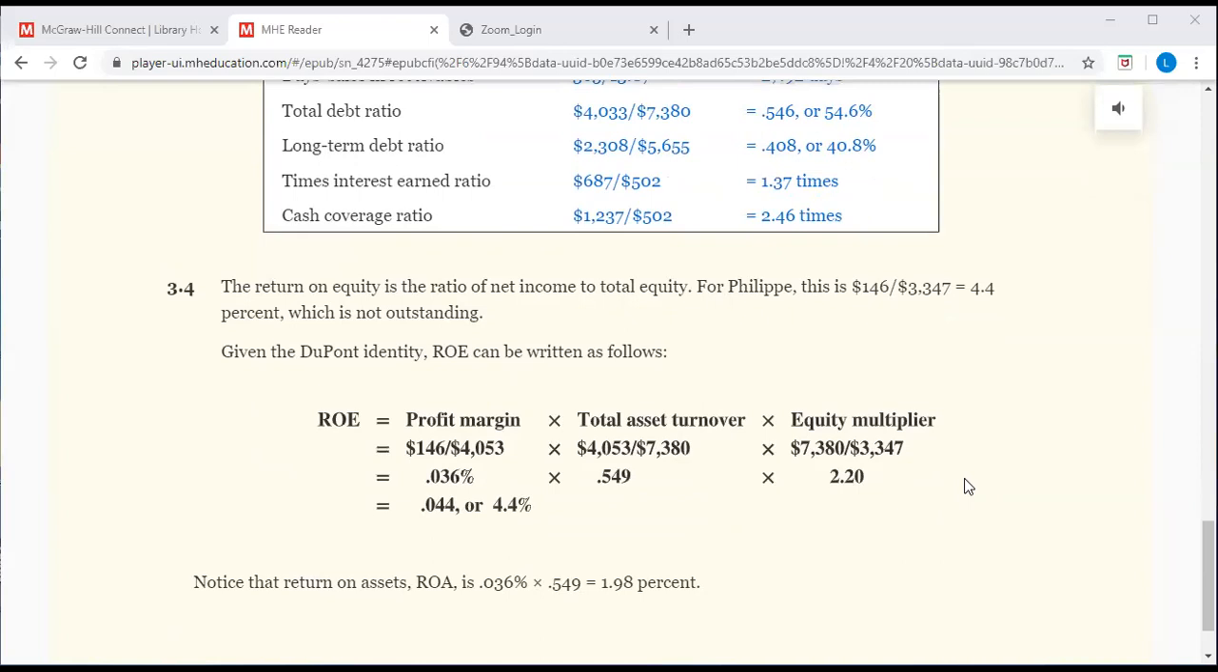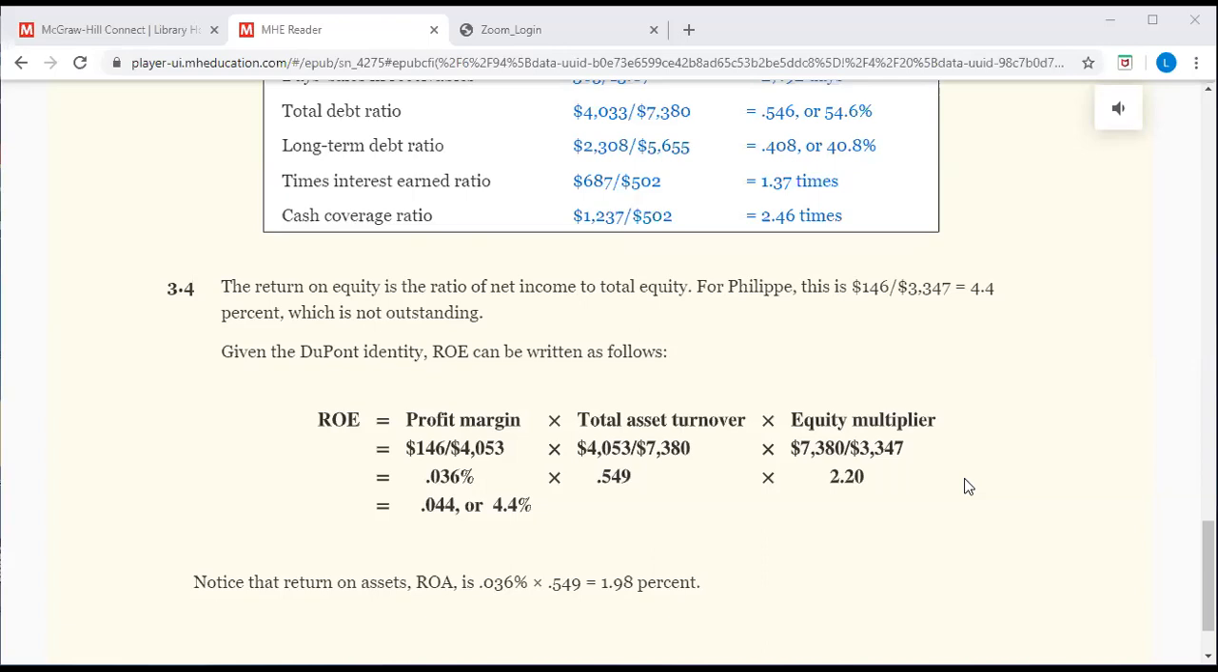And it basically says this: return on equity is a combination of three major ratios: profit margin, total asset turnover, and the equity multiplier. So profit margin again, if you go back to, I'm kind of flipping around my pages, page 81 here. Profit margin again is net income divided by sales. So this company's profit margin is 3.6%.